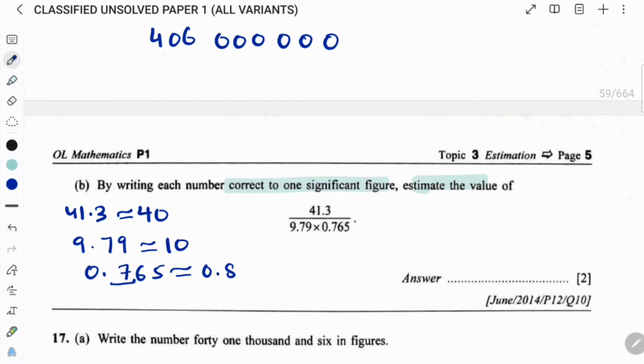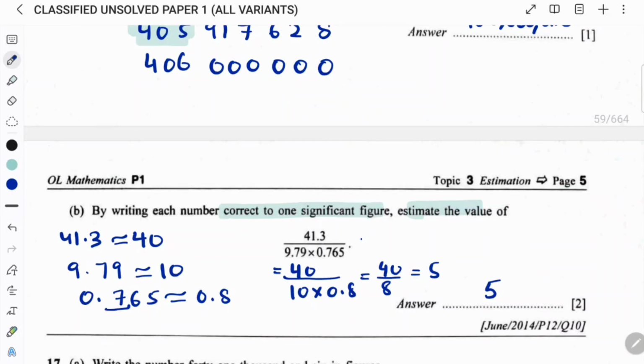So you add one to the 7. All right, so replace the numbers. This is 40 divided by 10 multiplied by 0.8. 10 times 0.8 is 8 only, and 40. 8 times 5 is 40, so 5 is your answer to the question.